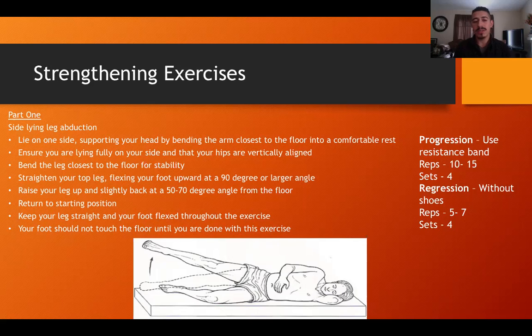You're going to return to starting position after that. Keep your leg straight and your foot flexed throughout the exercise, and your foot should not touch the floor until you're done with the exercise. And below there we have an example. For progression, you're going to apply a resistance band between your legs, 10 to 15 reps, 4 sets. And for regression, probably without shoes so that we have less weight at the end of your leg. Reps around 5 to 7, and we're going to do 4 sets.